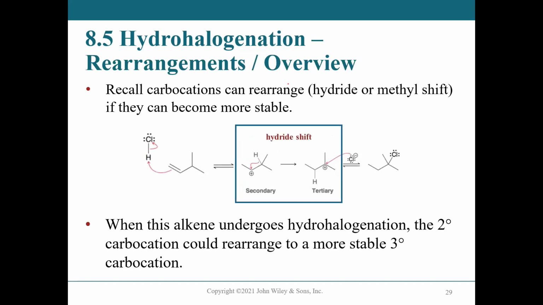I recall, though, from chapter 7, that carbocations can rearrange. I guess we learned this in chapter 6 too. We can have a hydride shift or a methyl shift. So we can have a hydrogen shift, or we can have a methyl shift, if they can become more stable. That's the key phrase: if they can become more stable. So in this case, we have a secondary versus a tertiary when we get that hydride shift.